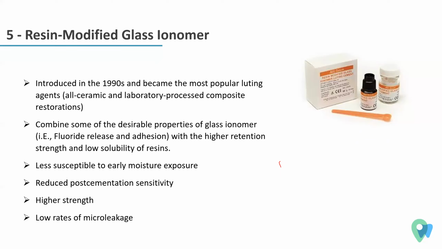Resin modified glass ionomer. It was introduced in the 90s and became the most popular luting agent for all ceramic and laboratory processed composite restorations. It combines some of the desirable properties of glass ionomer. For example, it can release fluoride and it has good adhesion, with the higher retention strength and low solubility of resins. It is less susceptible to early moisture exposure, has reduced post-cementation sensitivity, higher strength and low rates of microleakage.